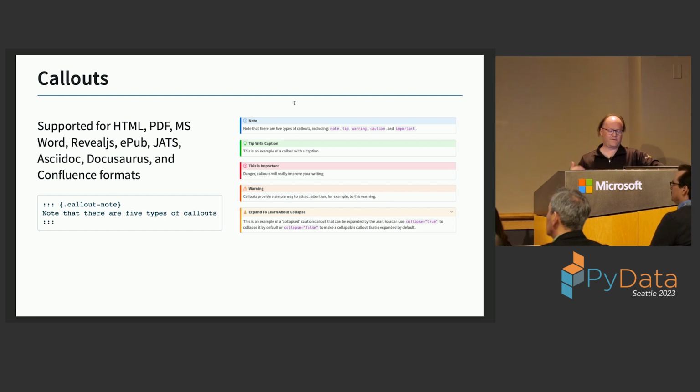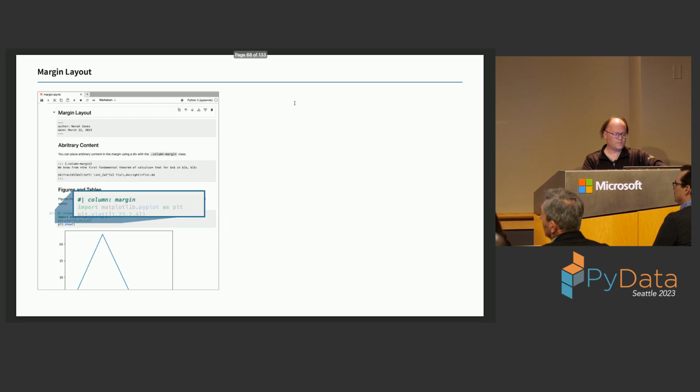And callouts is another thing you see a lot in technical books and technical communication. You can see different types of callouts that in some ways can amplify the importance of content, but sometimes they can indicate to the user, you don't really need to read this unless you're a specific type of reader. And we support callouts for just about all the most interesting output formats that are targeted by Quarto.